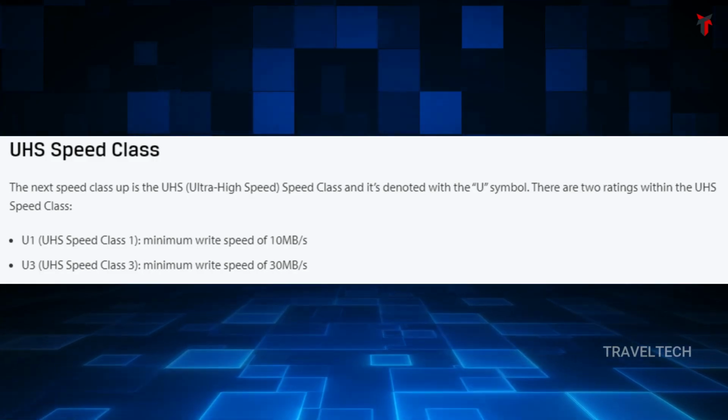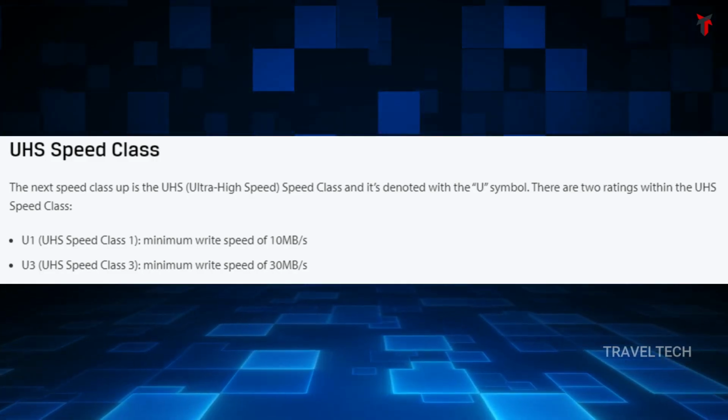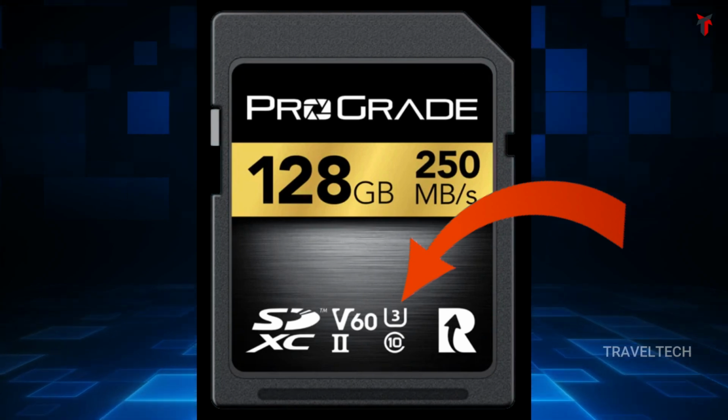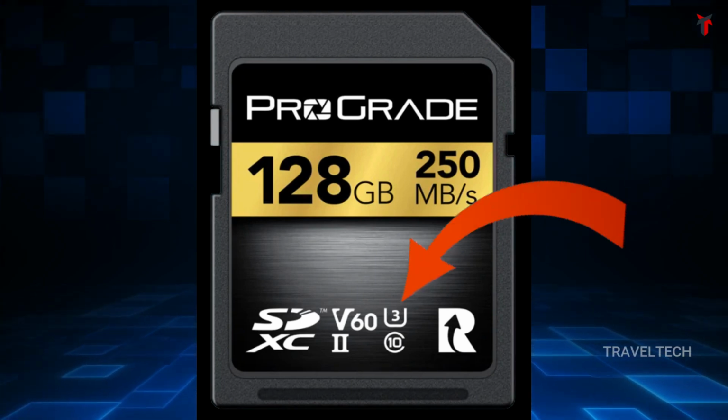Coming to the next speed class which I told you about, which is the UHS speed class. UHS stands for ultra high speed, and this is denoted by the letter U. So you might see a U lettering on the memory card, and if you're confused what that means, here is the answer. There are only two types of UHS speed class, U1 and U3. You might clearly see on the memory card it might be a U1 or a U3.